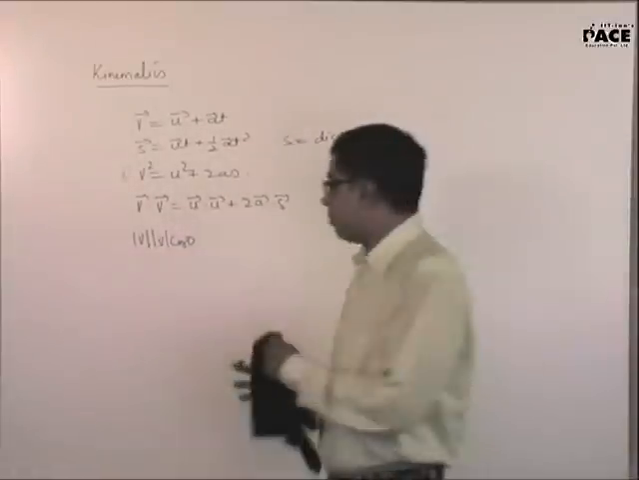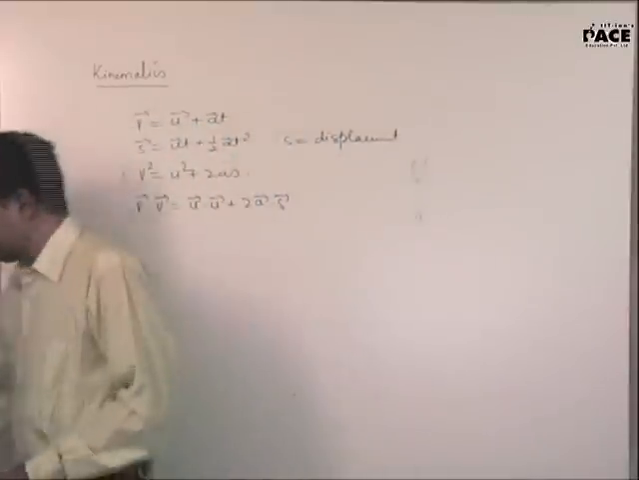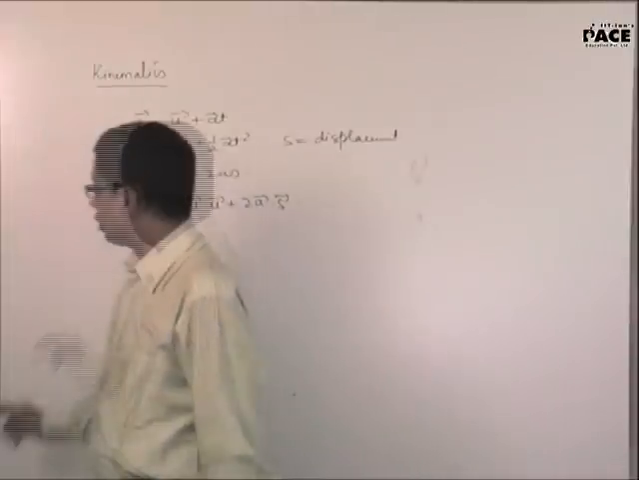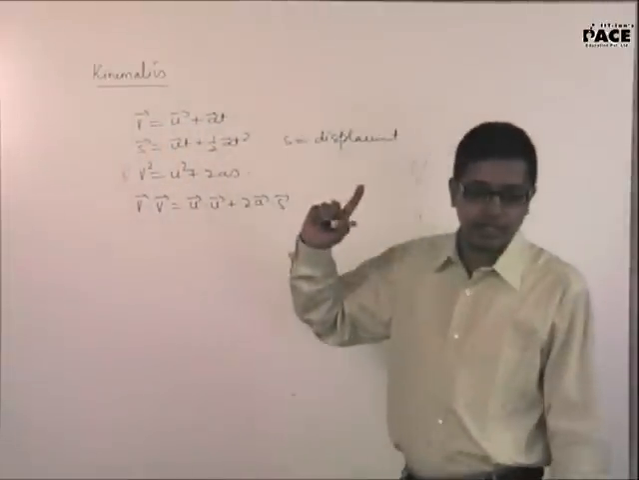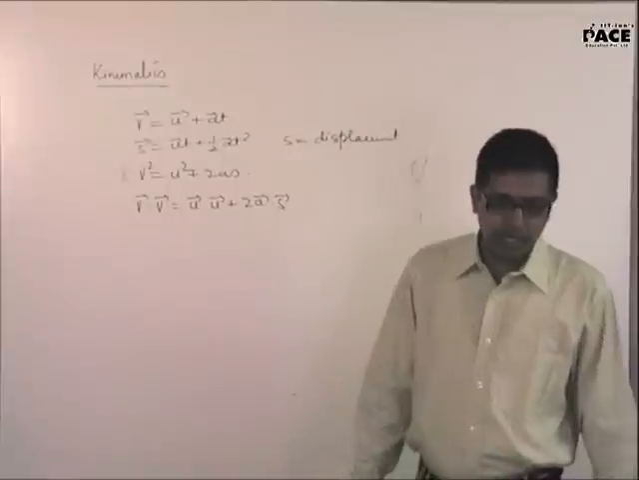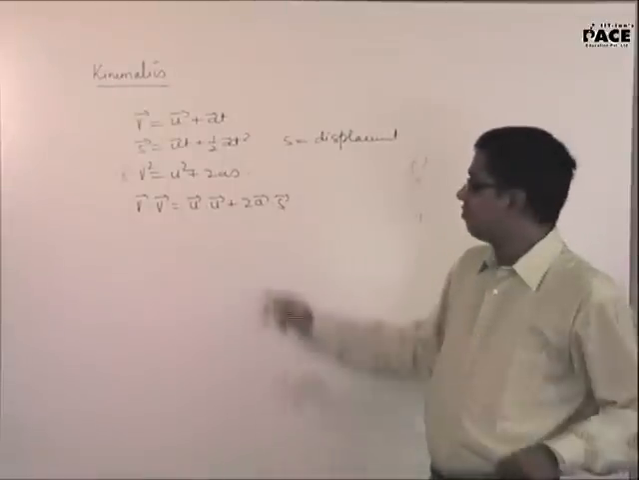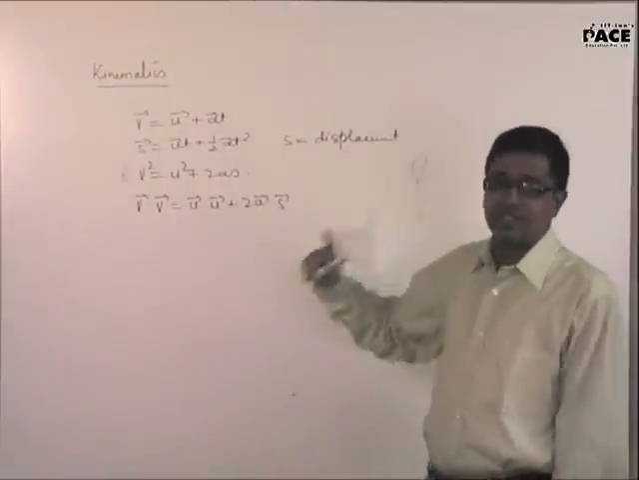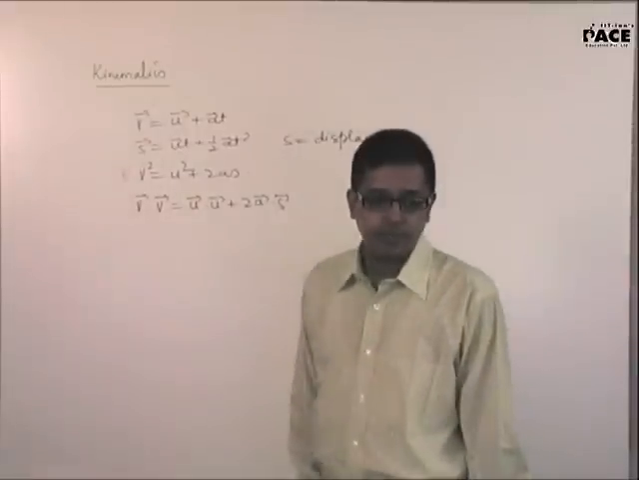You can never ever multiply two vectors numerically. They should either be a dot product or a cross product. Here this is a dot product. Is the logic clear? Now what are you emphasizing on? I am emphasizing on the fact that s is the displacement.